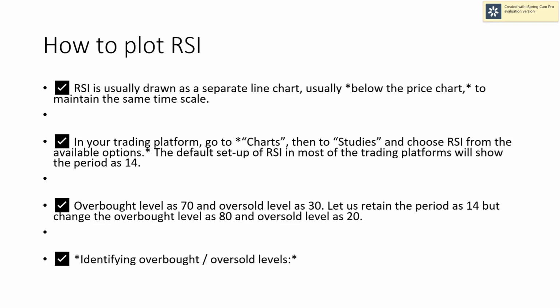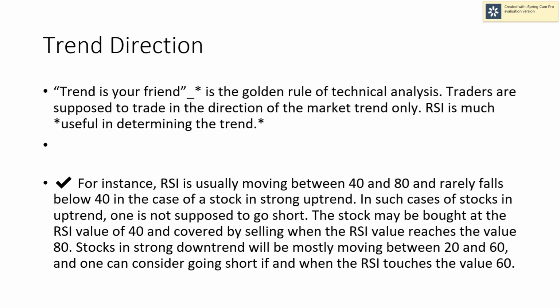Identifying overbought and oversold levels, and trend directions. Trend is your friend is the golden rule of technical analysis. Traders are supposed to trade in the direction of the market trend only. RSI is very useful in determining the trend. For instance, RSI usually moves between 40 and 80 and rarely falls below 40 in the case of a stock in a strong uptrend. In such cases of stocks in an uptrend, one is not supposed to go short.